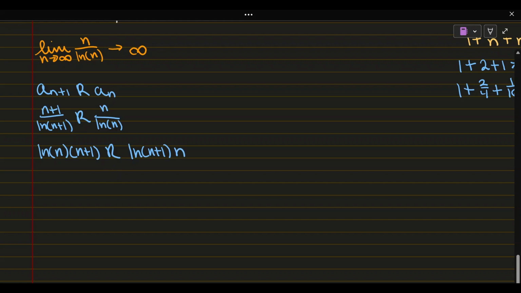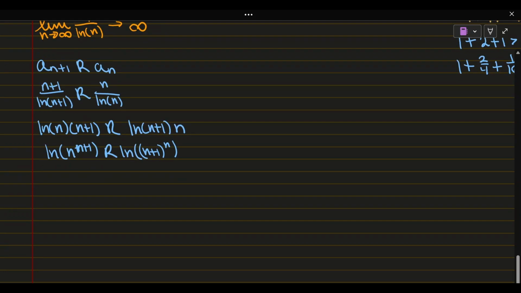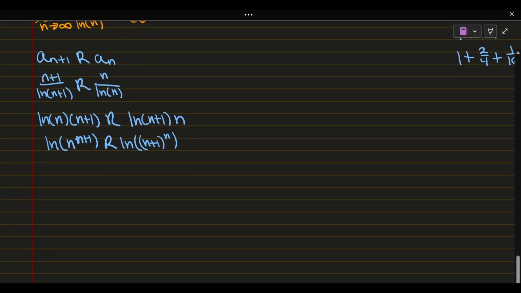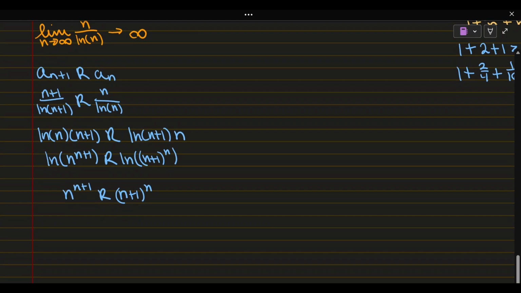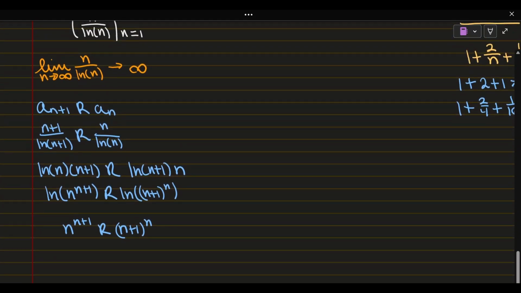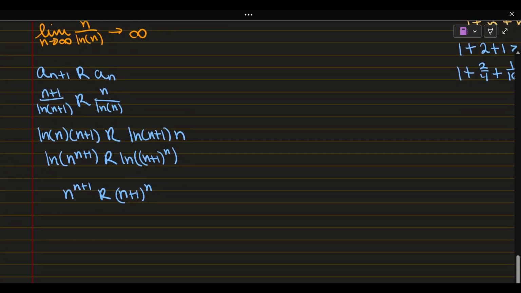And then I want to rewrite this using log rules as ln of n to the n plus 1 is related in some way to ln of n plus 1 to the n. Okay, and then I can exponentiate both sides, and that preserves the relation. So this tells me that n to the n plus 1 is related in some way to n plus 1 to the n. So it's not clear how these are related, but it might be a little bit more clear if we plug some values in.